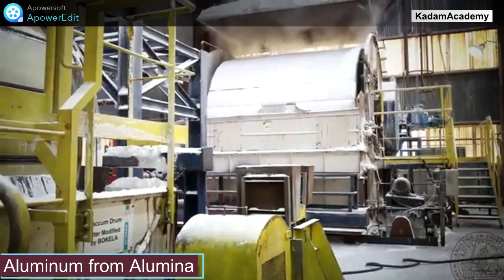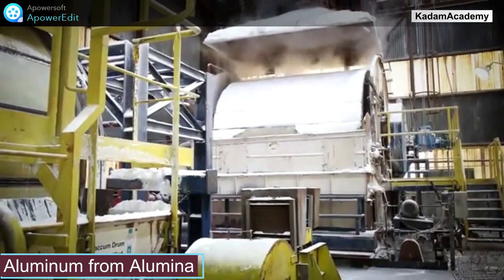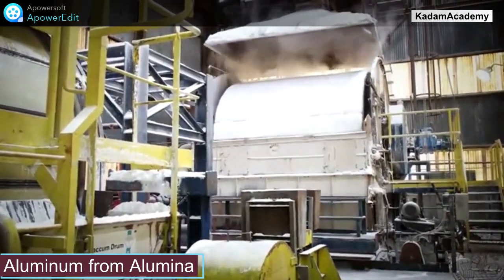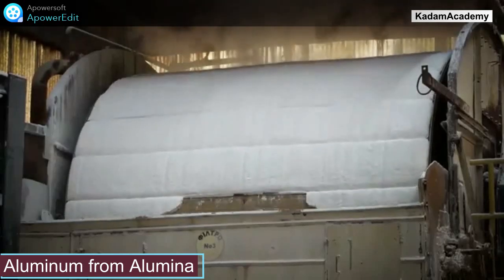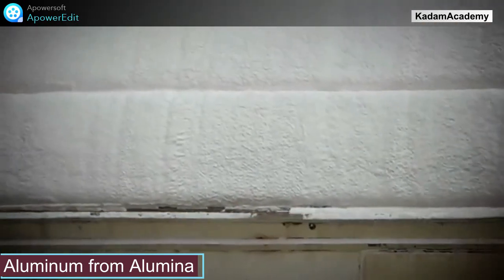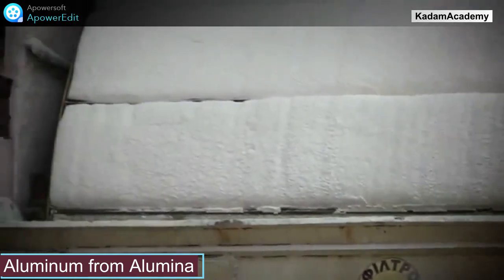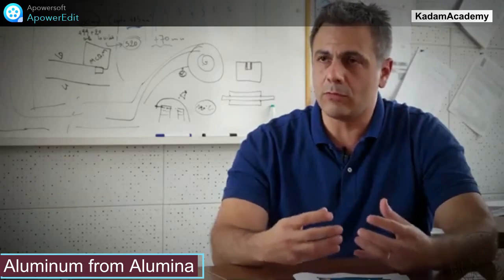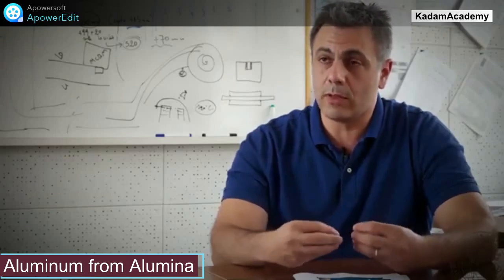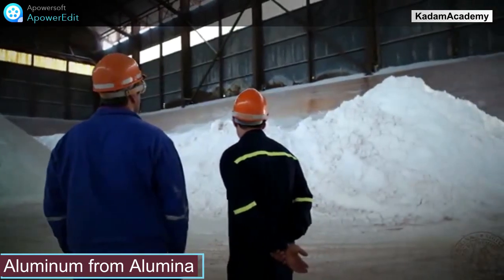After the precipitation unit, we separate alumina from liquid. The liquid is caustic soda, and it's recycled back to the digestion unit. The hydrated alumina is filtered, and after we wash it very well with water to be sure that there is no soda left, we can have it as a semi-product.